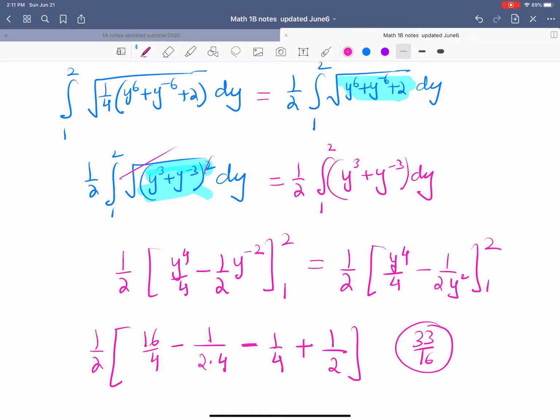Okay, let's check it out, double check my work. Okay, that's all the examples for arc length.